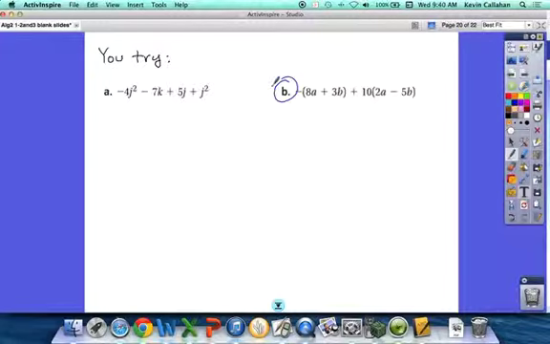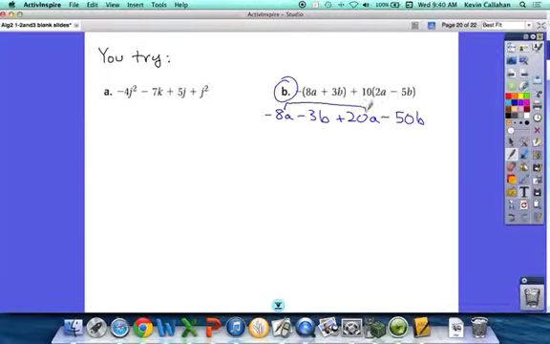What was the first step? Okay. Distribute the negative. What did you get? Negative 8a minus 3b. Okay. Then what? 10 times 2a. 10 times negative 5b. Negative 50. Okay. Which are the like terms?